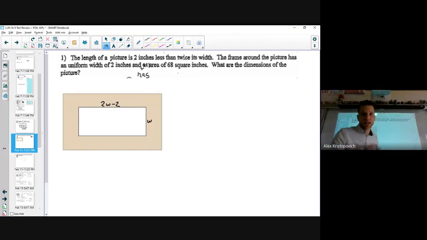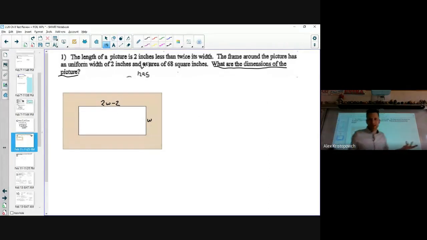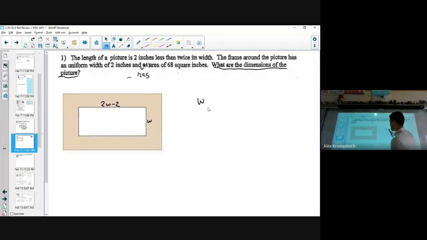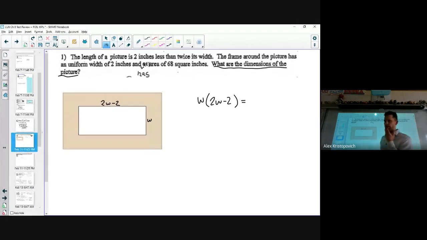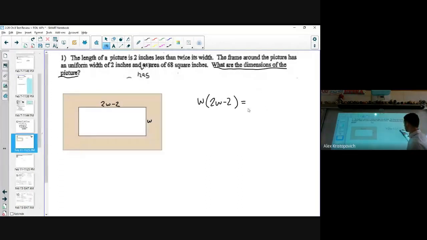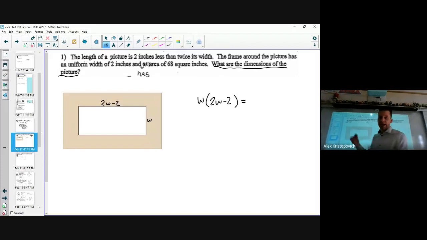Now, the question does ask, what are the dimensions of the picture? A lot of people are thinking, well, I have the length and width here, but we want numerical values, right? Now, some people say, let's just say W times 2W minus 2, because that's length times width equals the area of the inner picture. But we don't have the area of the picture. We need to form a different equation here so that we can actually solve it. We want a number so that we can do the math.